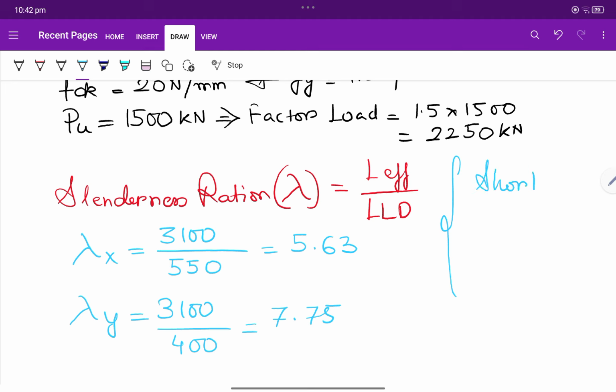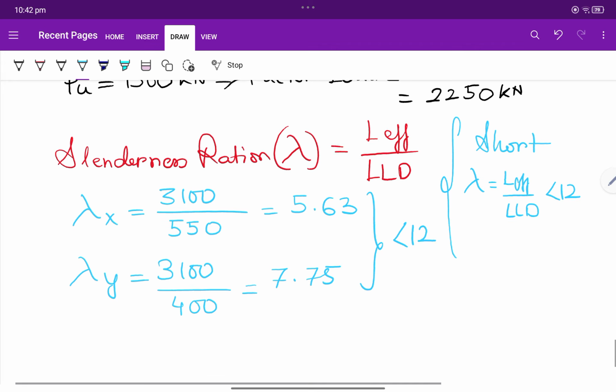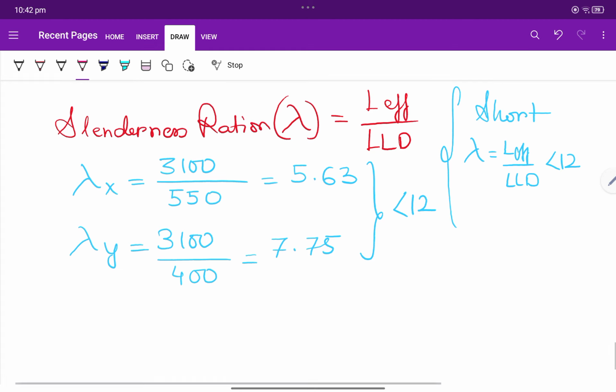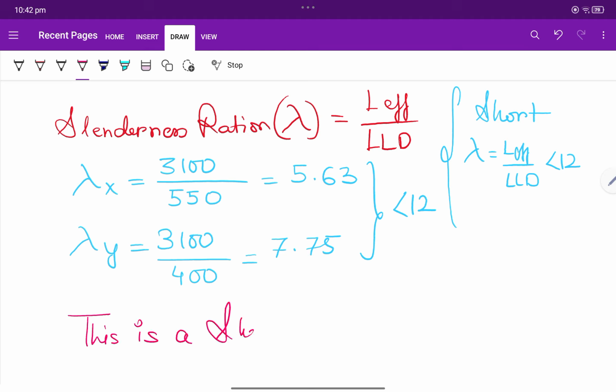We know that for a short column, the slenderness ratio, or L effective divided by the least lateral dimension, should be less than 12. Both these values are less than 12, so hence we can say this is a short column.